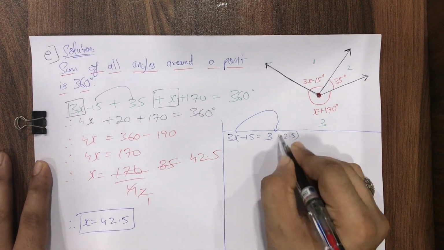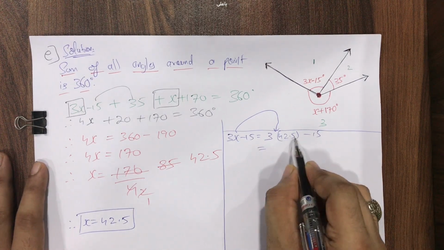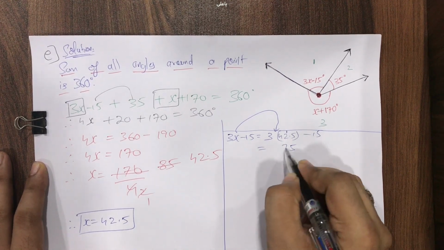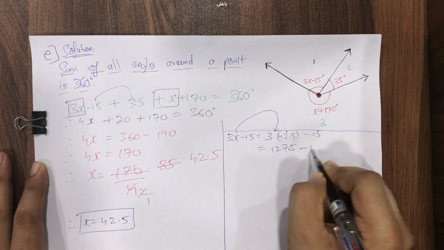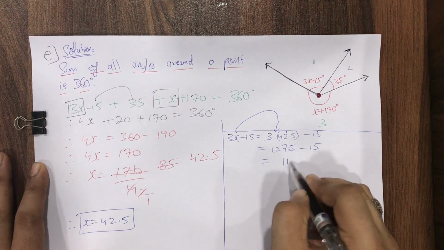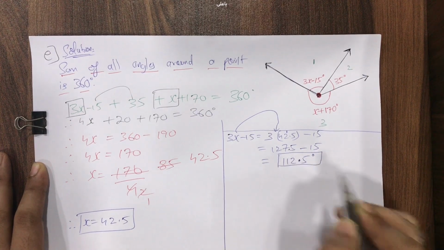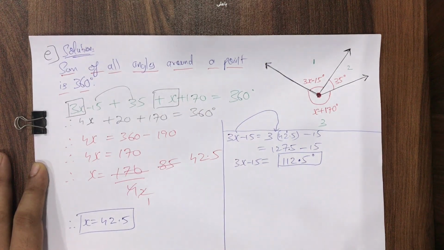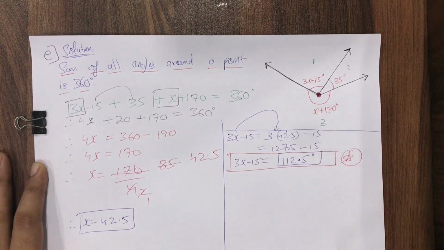So 42.5 minus 15 is equal to, when 3 is multiplied with 42.5, 3 5s are 15, carry 1. 3 2s are 6, plus 1, 7. 3 4s are 12, decimal point after one digit. So 127.5 minus 15 is 112.5. 112.5 degrees. So this is the value of 3x minus 15, students. Let me highlight it with a red box. This is one of our answers.